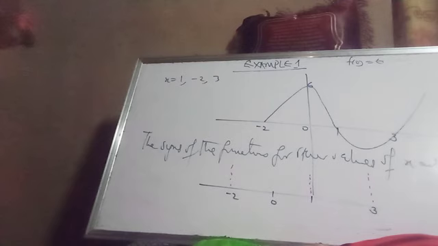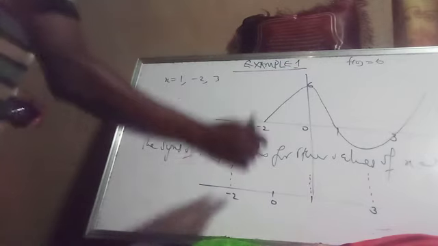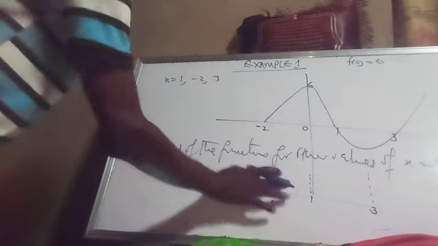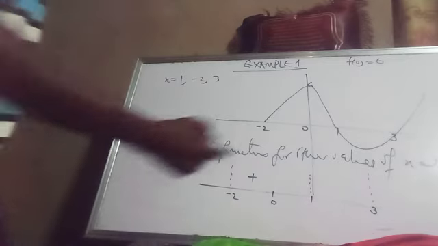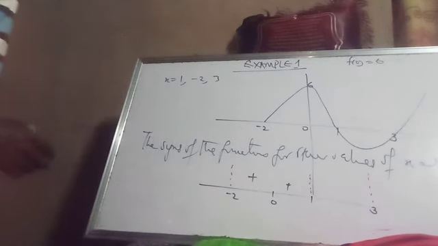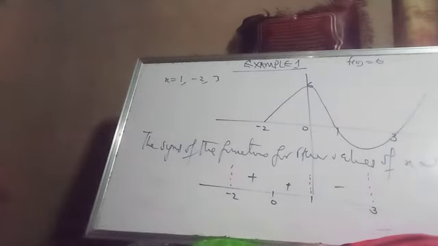Now, obviously, you see that between minus 2 and 0, we have a positive component. So this is positive here. Positive value will be here. Now, between 0 and 1 is also positive. And between 1 and 3, what you have is negative. You can see that. Between 1 and 3, that is negative.